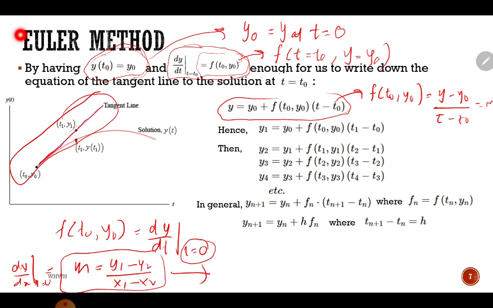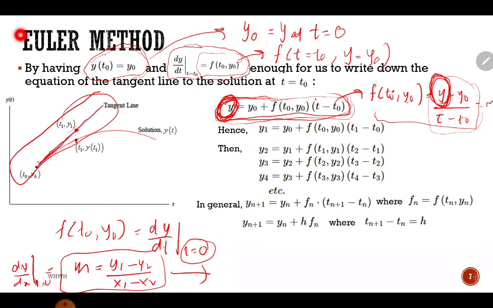When the curve is touching the tangent line, we have f(t0, y0) equals y minus y naught over t minus t naught, and we want to find what y is. By manipulating this equation, we get f(t0, y0) times (t minus t naught) plus y naught equals y. This y is the solution that we are looking for. Okay, y is the solution that we're looking for.